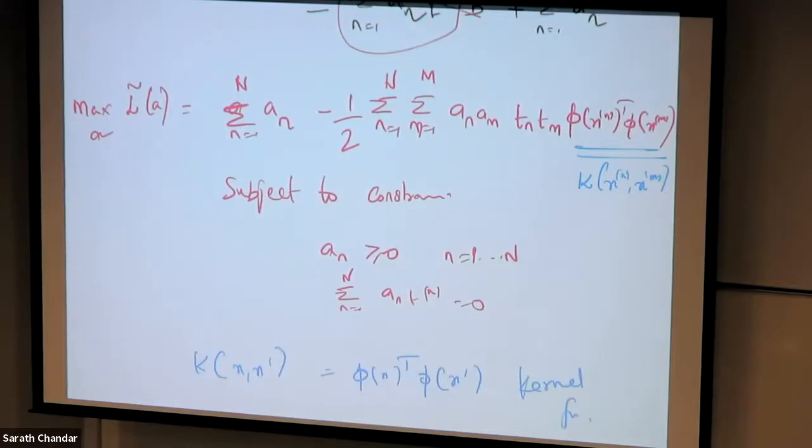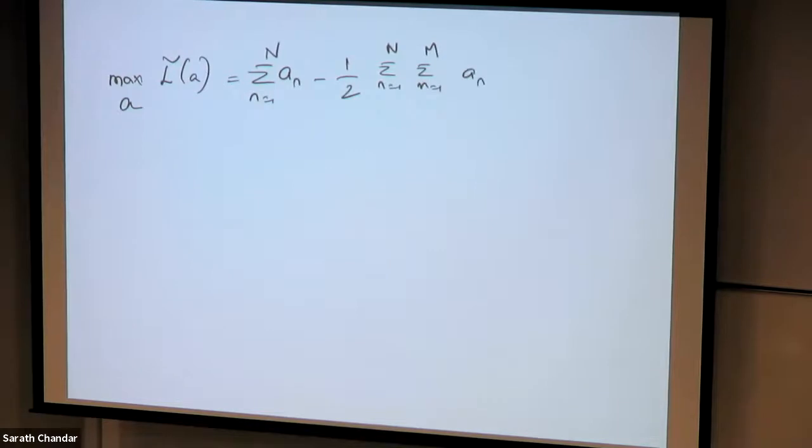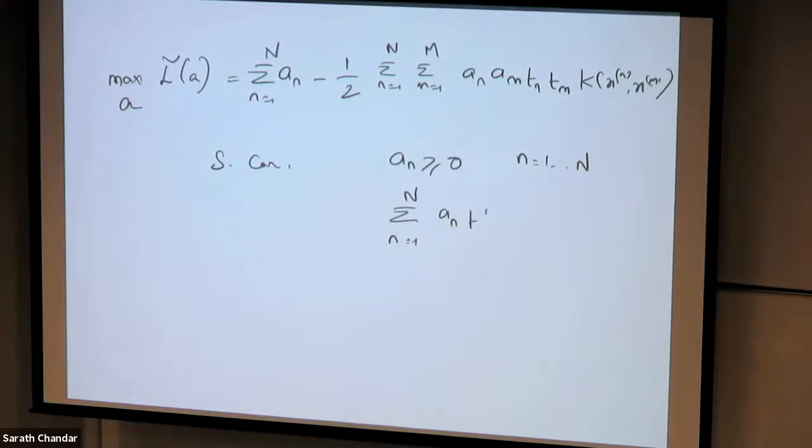Now, with the kernel function, let me rewrite this objective. So this is: maximize L of a, which is equal to the summation over n from 1 to capital N of a_n, minus 1 over 2 times the summation over n from 1 to capital N, summation over m from 1 to capital N of a_n a_m t_n t_m k of x_n, x_m, subject to the constraints a_n greater than or equal to 0 for n from 1 to capital N, and the summation over n from 1 to capital N of a_n t_n equal to 0.